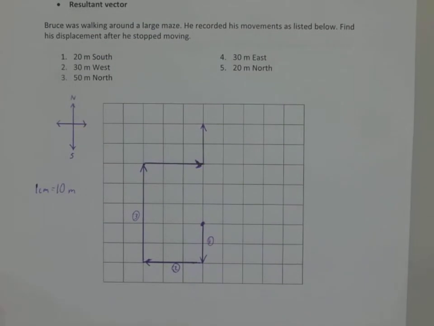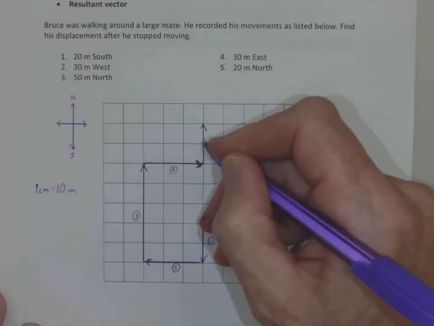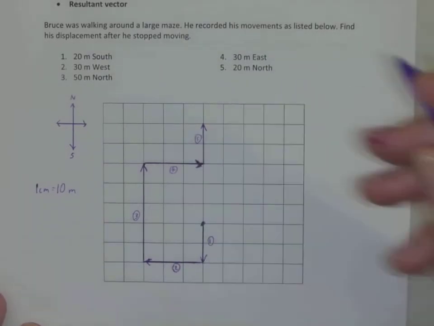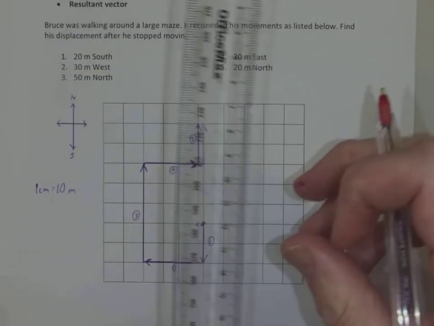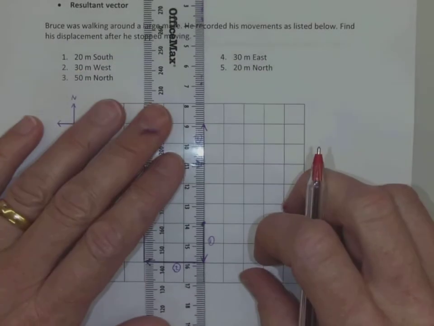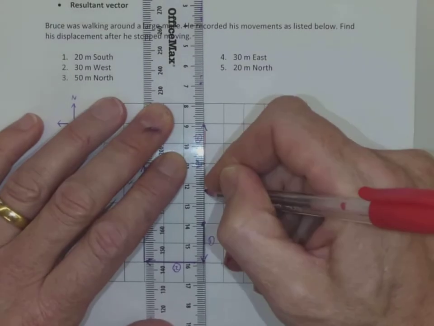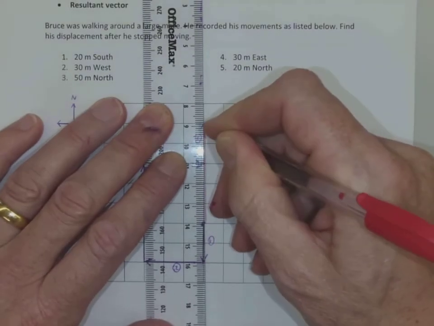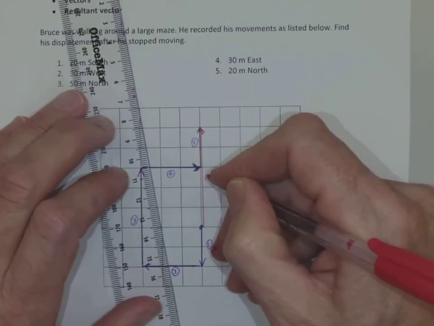And it's going to go in like so, from the tail of my first vector to the head of my final vector. There's our fourth vector, our fifth vector. So the resultant vector, I'm going to go from the tail of my first vector to the head of my final vector. This is my resultant vector.